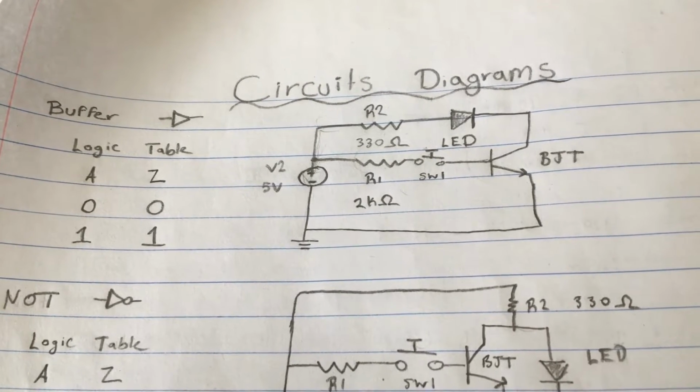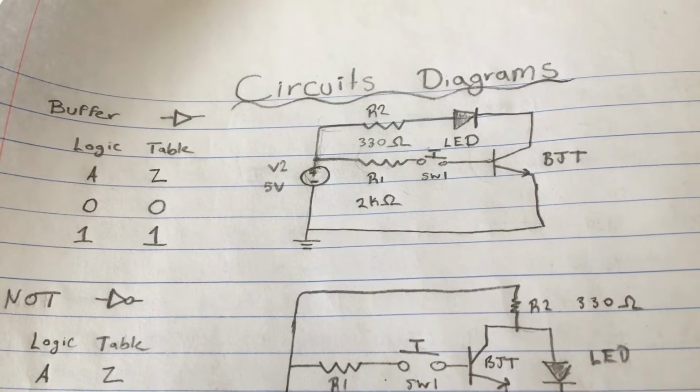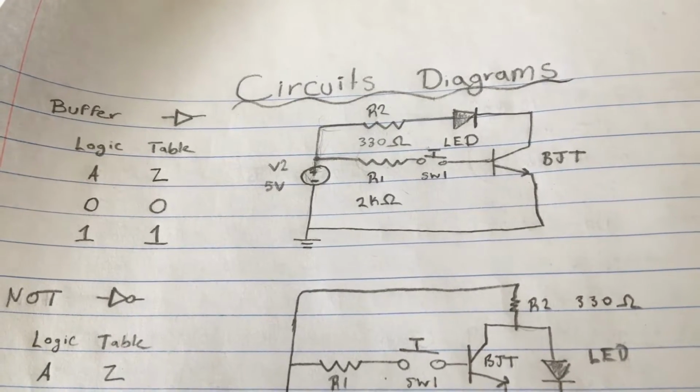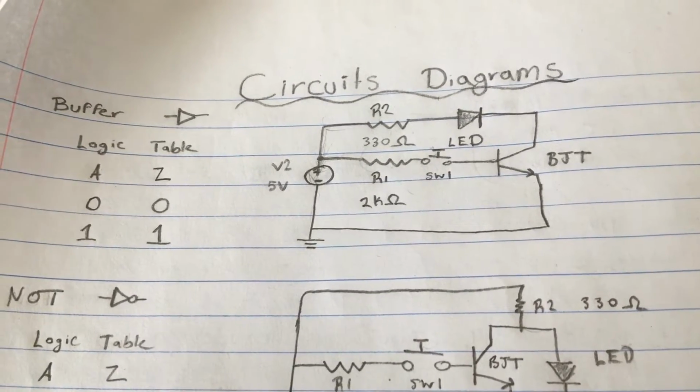Our logic truth table says that if we have an input of a 0, we're going to have an output of a 0. If we have an input of a 1, we're going to have an output of a 1.